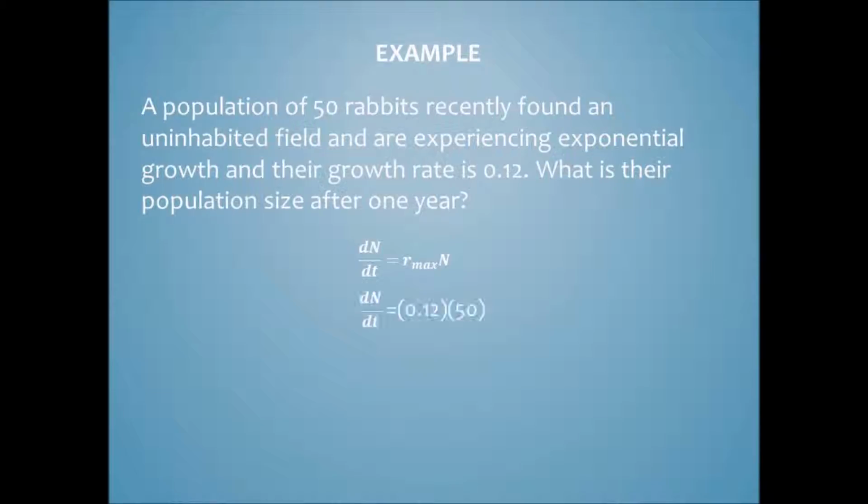The two key parts of this problem are the fact that there are 50 rabbits and that the growth rate is 0.12. If you plug both of these into the equation, you get 0.12 times 50, and if you multiply those together, you get a growth of 6 per year, or 50 plus 6 equals 56 overall in the growth of that year.